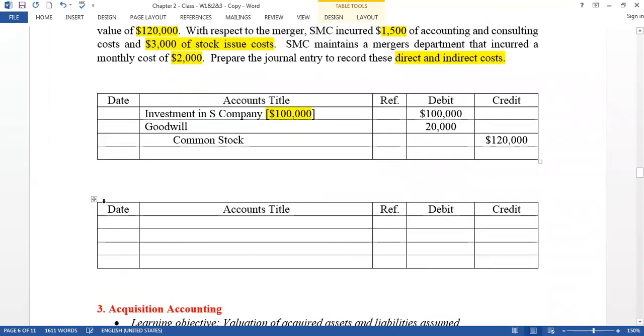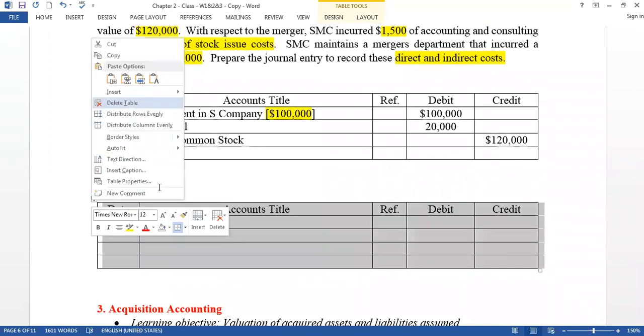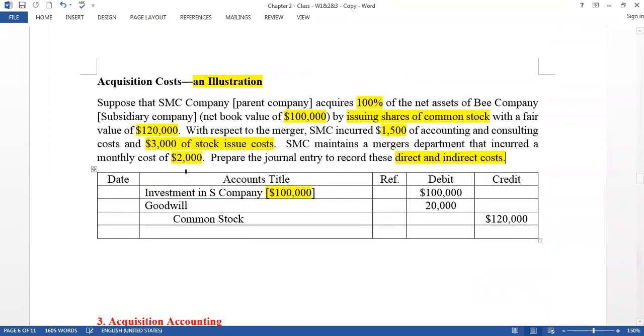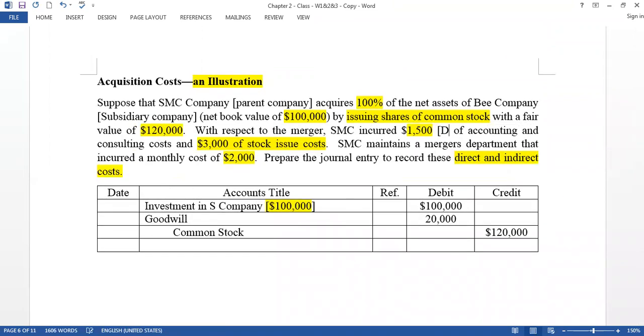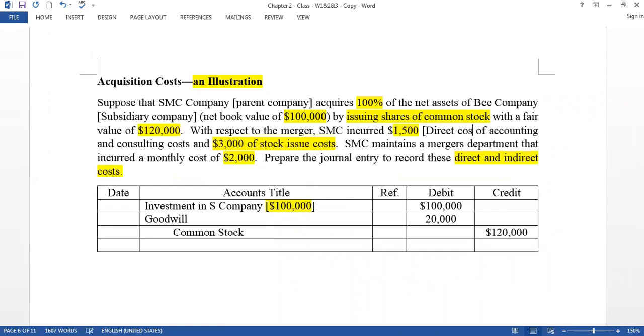So this is the journal for the investment account. But actually, this question asks you to prepare a journal entry to record direct and indirect cost. Professional and consulting fees, this one is a direct cost. Then $3,000 is already mentioned clearly. This is the cost of issuing a stock.